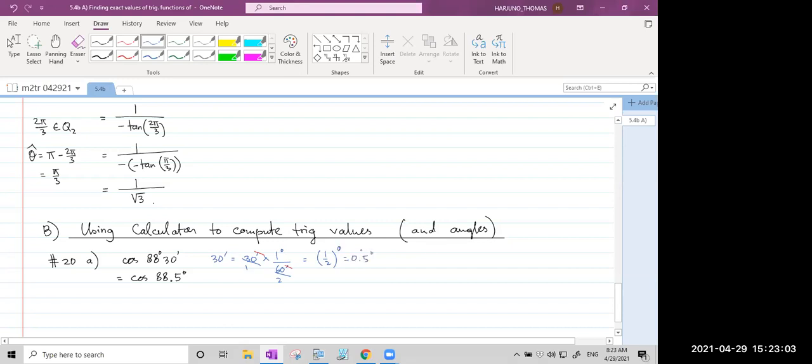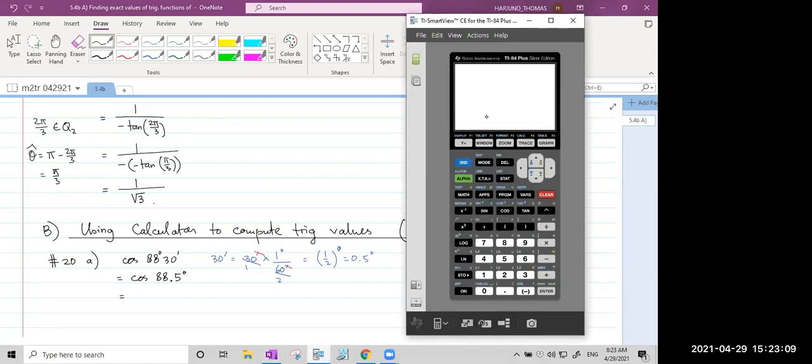Does it make sense? Okay, now you will use your calculator. Now the warning is here. Make sure when you use your calculator, always be aware of what mode you're working in. You press mode on your calculator. Here, my mode is in radian. So let me change it to degree.